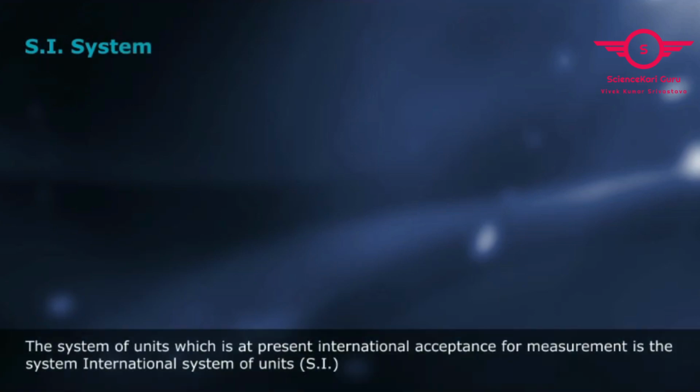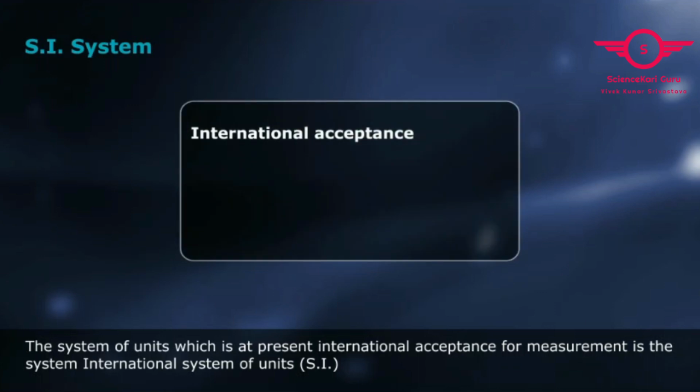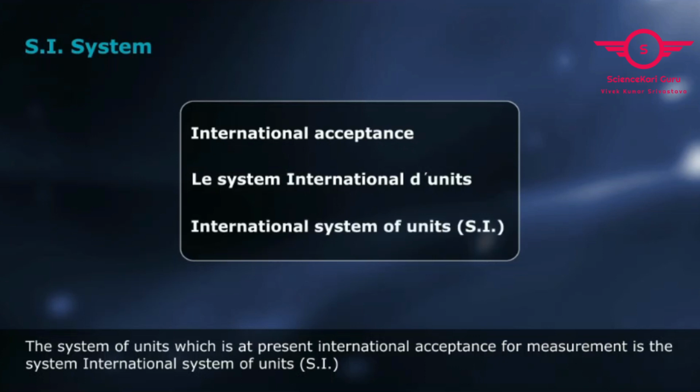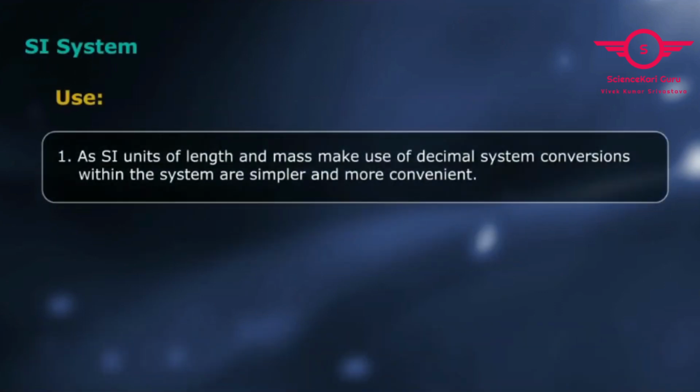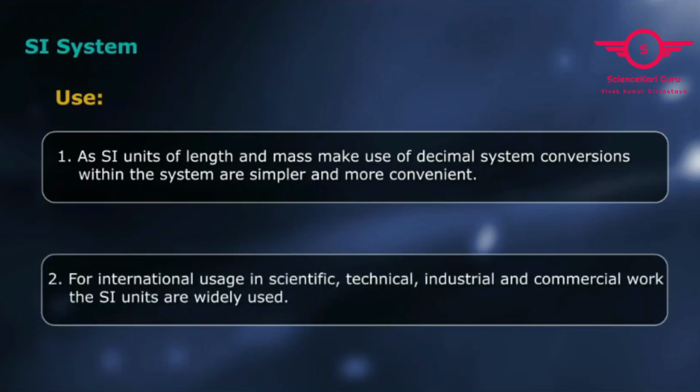SI system. The system of units, which is at present an international acceptance for measurement, is Le Système International d'Unités. It is abbreviated as SI. Uses of SI. As SI units of length and mass make use of the decimal system, conversions within the system are simpler and more convenient. For international usage in scientific, technical, industrial, and commercial work, the SI units are widely used.